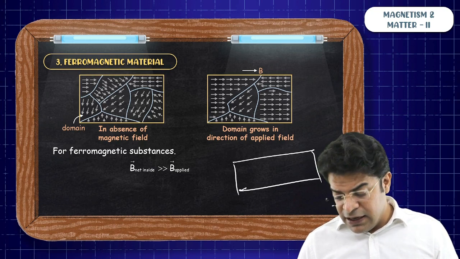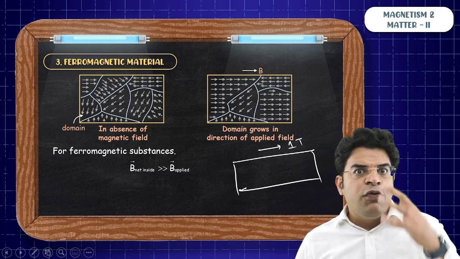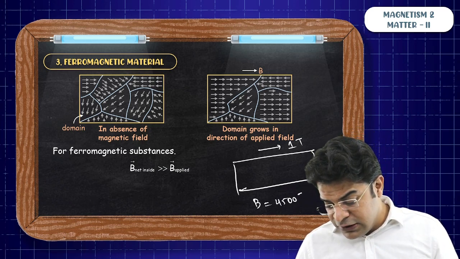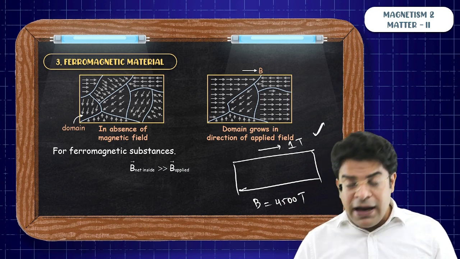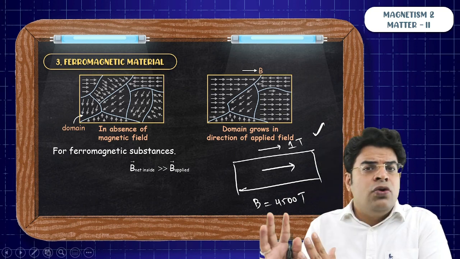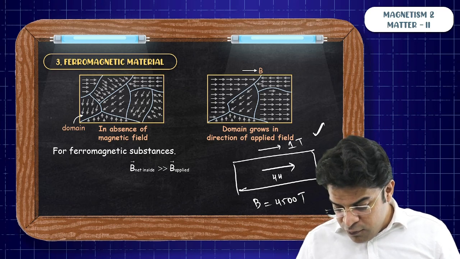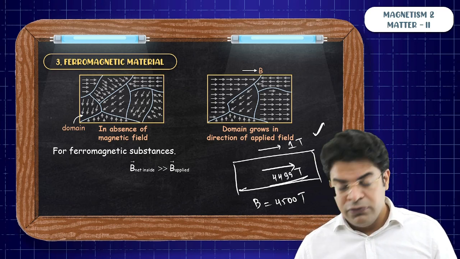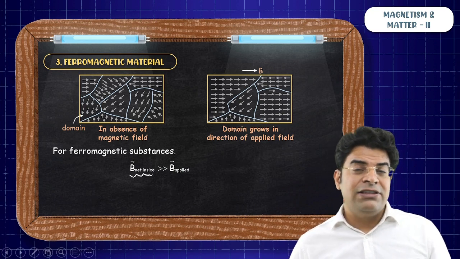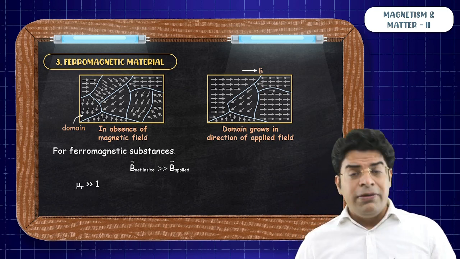Let's say you have taken a ferromagnetic substance and placed it in a magnetic field of 1 Tesla. Inside the ferromagnetic substance, it is found that the magnetic field comes out to be 4500 Tesla. It means that you have applied an external magnetic field of 1 Tesla, and this crystal has magnetized so much that it has created a magnetic field of its own of 4499 Tesla. So do understand that the net magnetic field inside a ferromagnetic substance is way greater than the applied magnetic field. So mu r comes out to be greater than 1.